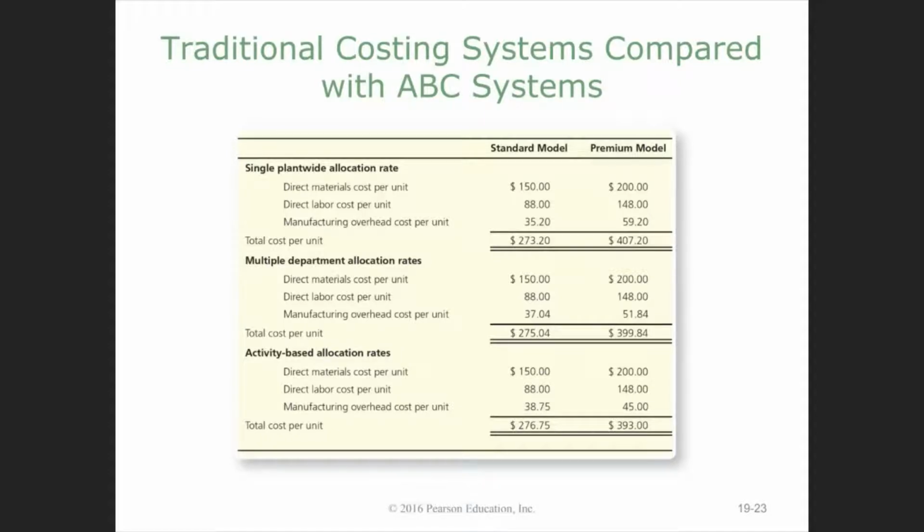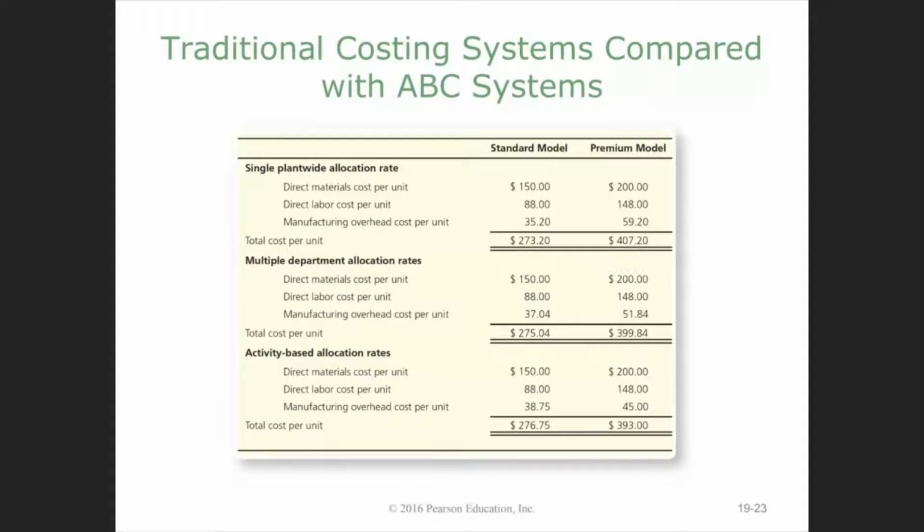All right, so traditional costing systems compared with ABC systems. Here we're looking at the standard model and the premium model. We've got our single plant-wide allocation rate, with direct materials cost per unit, direct labor cost per unit, and manufacturing overhead cost per unit. And then we get to our total cost per unit of $273.